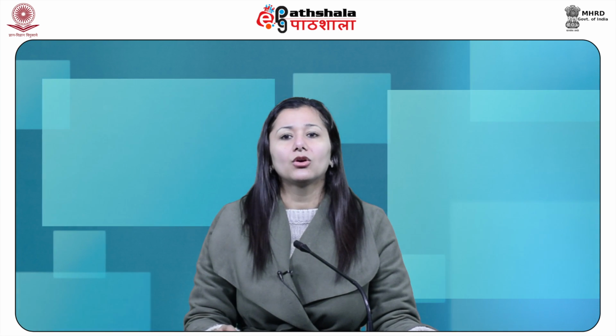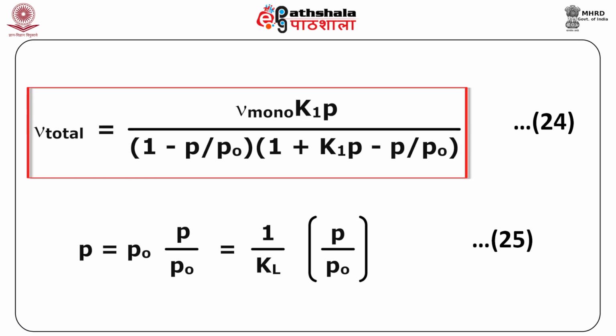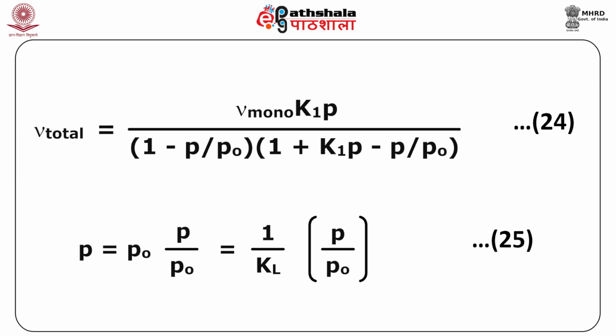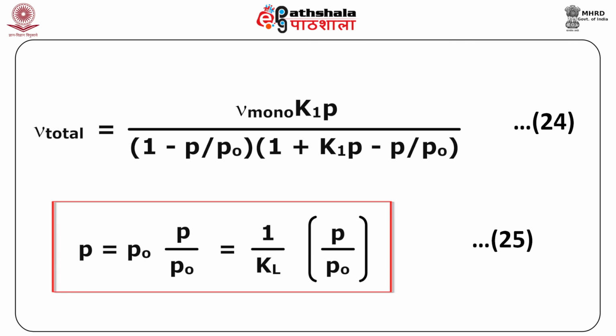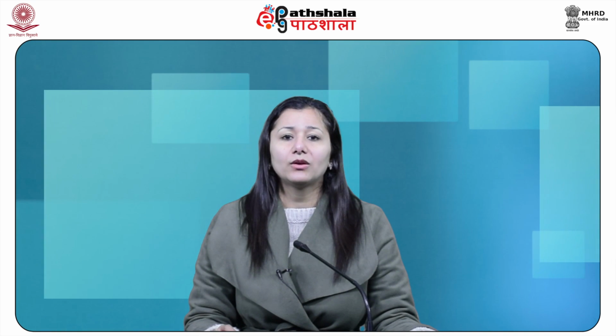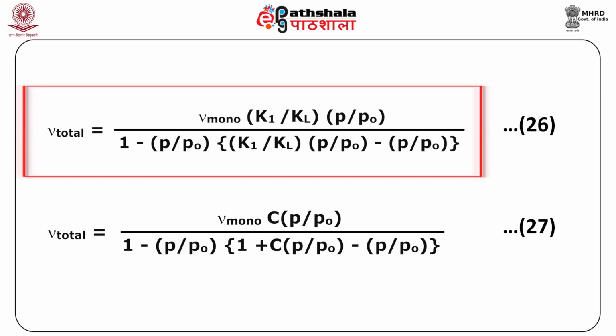Substituting the value of theta naught from equation 19, we get V total equals V mono into K1P divided by 1 minus P by P naught into 1 plus K1P minus P by P naught, as our equation 24. The pressure P in the above equation 24 may be replaced in terms of relative pressure P by P naught, as shown. P equals P naught into P by P naught, which can be written as 1 by KL times P by P naught, as shown in equation 25. The substitution of equation 25 in equation 24 gives equation 26 as shown.